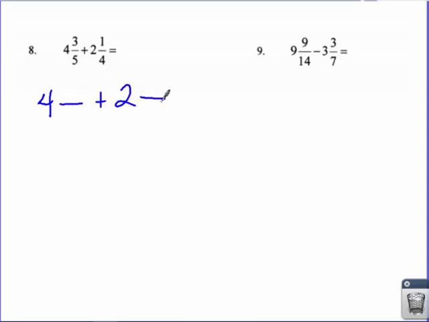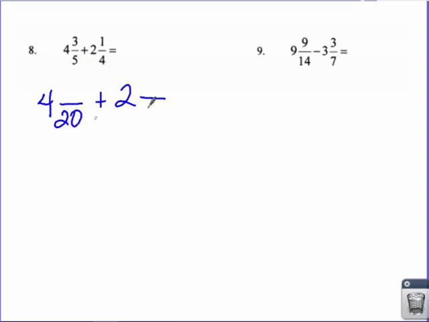Now I'm ready to find my common denominators. So we start with the 5, and I go through the multiples of 5. 5 times 1 is 5. Can I turn the 4 into a 5? No. 5 times 2 is 10. Can I turn the 4 into a 10? No. 5 times 3 is 15. Can I turn the 4 into a 15? No. And 5 times 4 is 20.